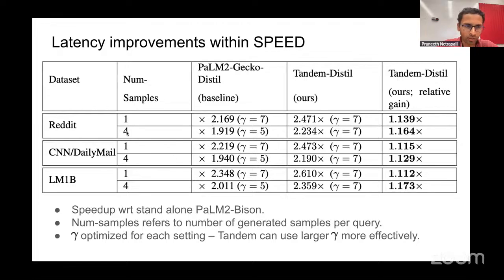And it turns out that on multiple data sets, using different gammas, we chose different block lengths depending on the data set. We see that on all of the data sets and for different settings, including how many samples we are generating, we are getting speedups from 1.1x to about 1.17x. There are also results on using adaptive gamma, where we go back to the primary model only if we think that the drafter model's output is likely to be wrong. I don't have the results here, but those results are in the paper.